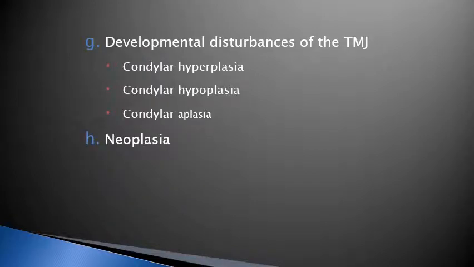Developmental disturbances of the temporomandibular joint: these are condylar hyperplasia, condylar hypoplasia, condylar aplasia, and you can have neoplasias. There is nothing called neoplasia of the temporomandibular joint itself; it is of the components of the temporomandibular joint. Neoplasia of the bone, like osteoma, osteosarcoma, osteoblastoma. You can have neoplasia of the cartilage of the temporomandibular joint, chondroma, chondrosarcoma, all those things. So these are some of the diseases which have been classified under temporomandibular joint disorders.